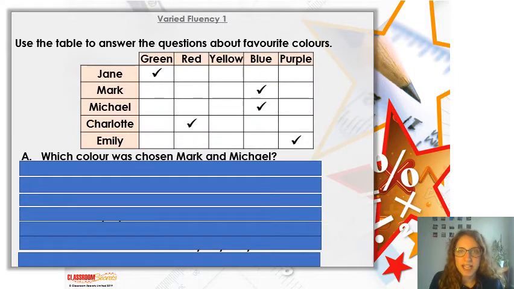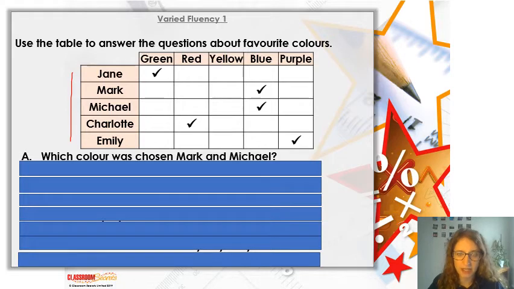Okay, we've got another table here. So use the table to answer the questions below about favourite colours. So we have the children's names down the side, okay, and then the colours along the top: green, red, yellow, blue, and purple. So the first question is, which colour was chosen by Mark and Michael?